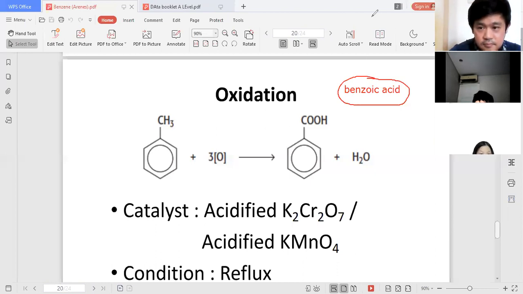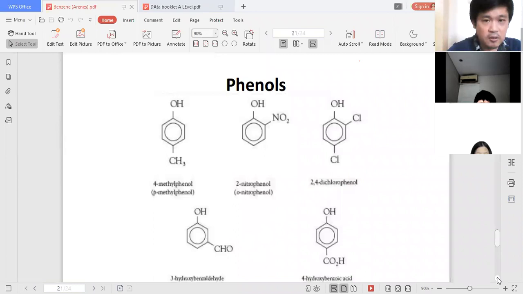Next, on Monday we will be discussing phenols, because in the chapter it is benzene and phenols. Phenol is benzene with the OH, and there are other substituents. The explanation of benzene itself is quite long. It is not short. It cannot be done within 2 sessions.